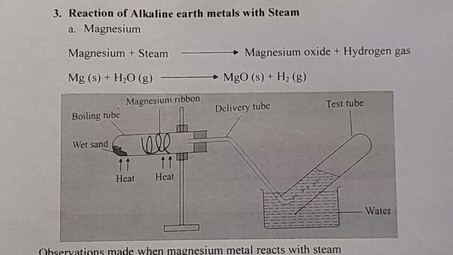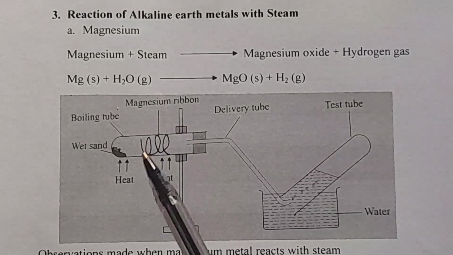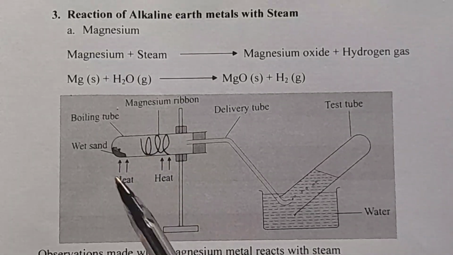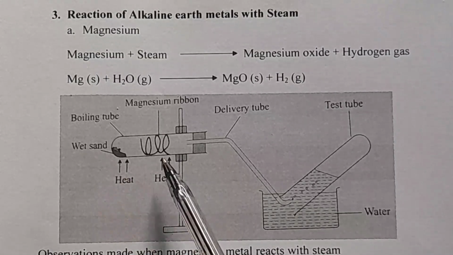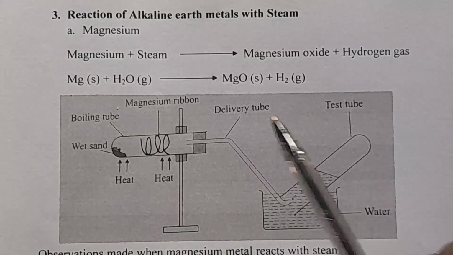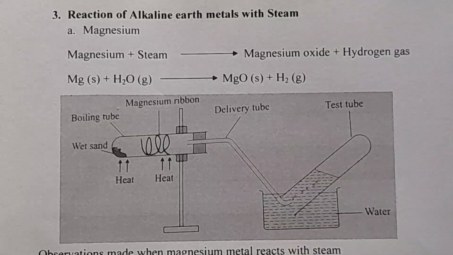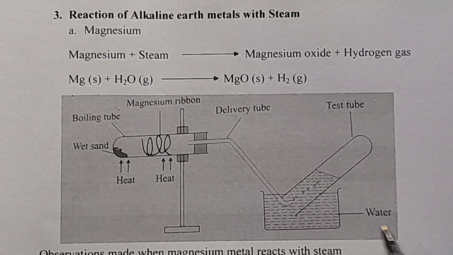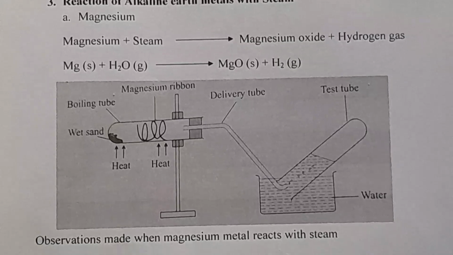So this is the setup that we are going to use when we are dealing with the reaction of magnesium and steam. Here we have the boiling tube, which is heated, and we have wet sand, which is heated. Here we have magnesium ribbon being heated, the delivery tube, and we have this tube where we are going to collect the gas over water.